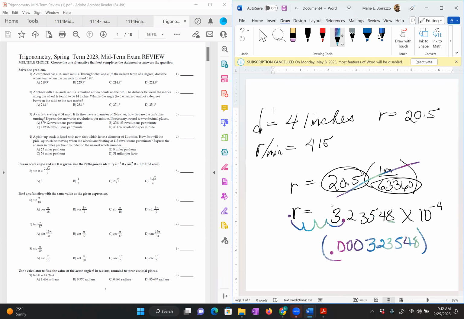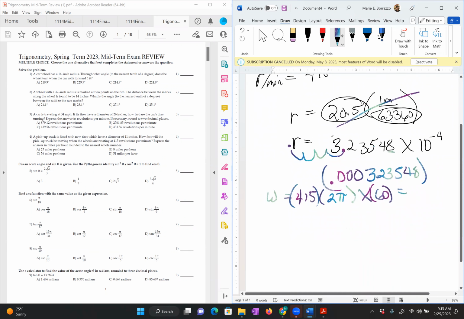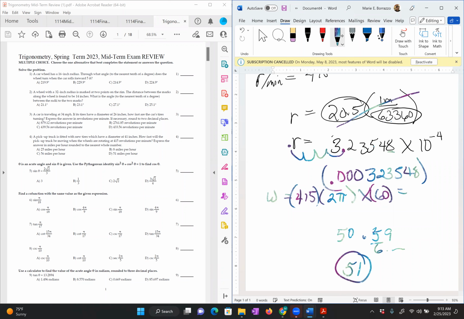We're now going to take angular speed and multiply the 415 times 2 pi times 60 minutes. And once I multiply these two values, I did get 50.59. It should be maybe 6 something as well, I think, because of the rounding. Regardless, you can round it up to 51 miles per hour. So it's not that terrible a question. All right.